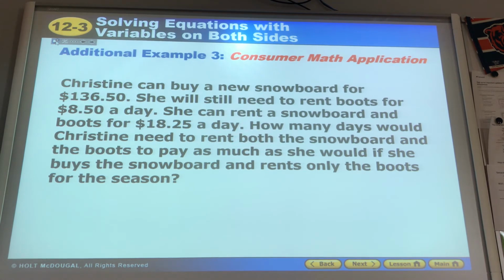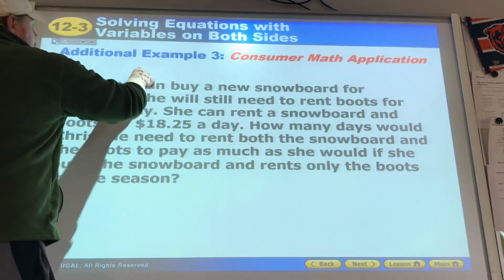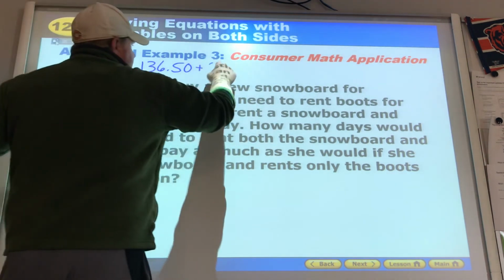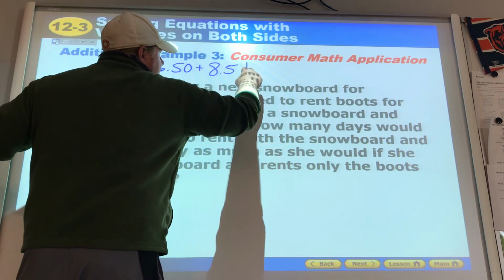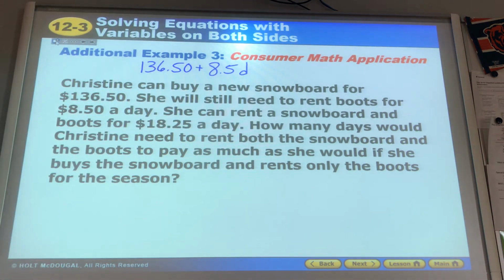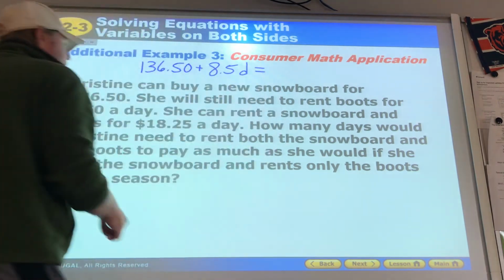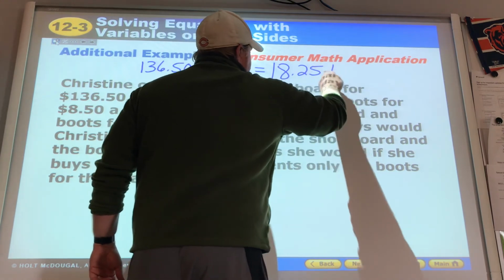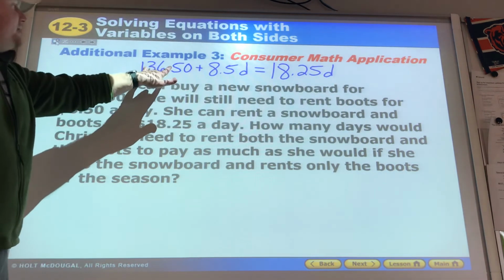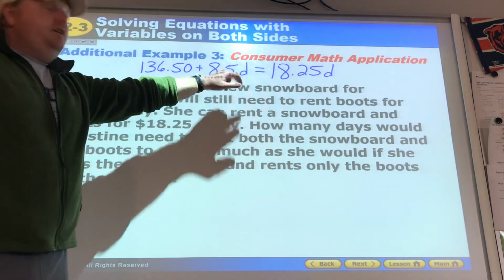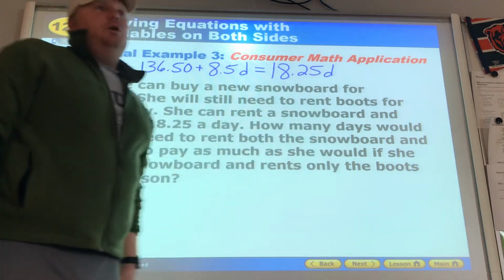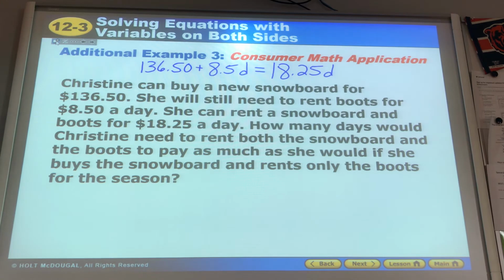So we're setting up an equal sign. So she's trying to figure out, do I buy this for $136.50 and then I add on $8.50 times D for the number of days? When will that equal if I just pay $18.25 a day? That's the part she'd pay for the snowboard, plus $8.50 a day for renting boots. Or do I do $18.25 per day to rent a snowboard and boots every day? She's got to decide.